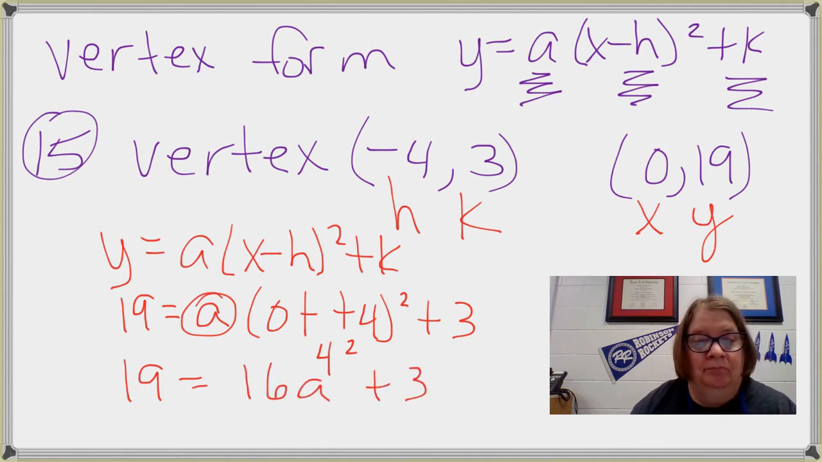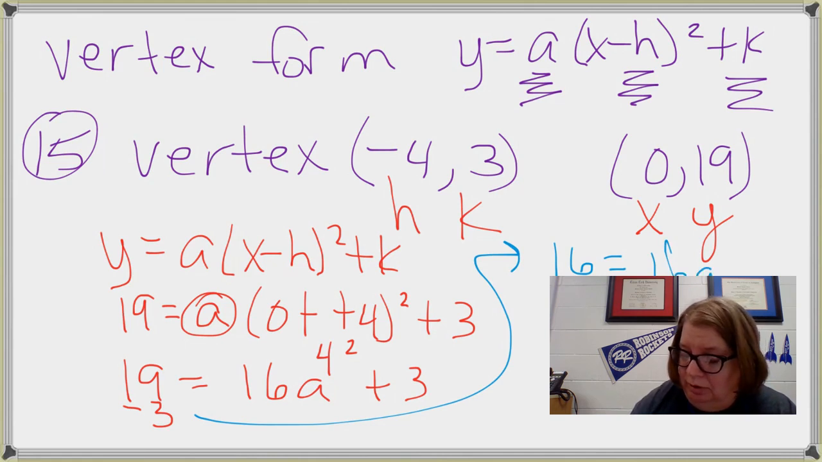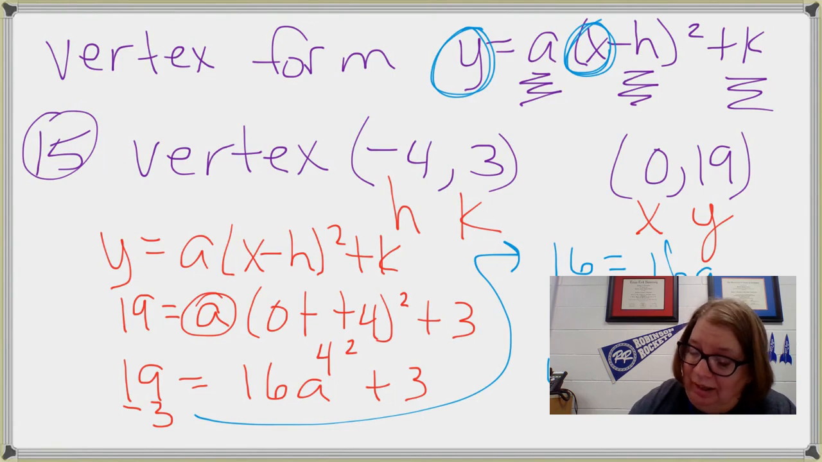Remember that whatever's in the parentheses there is multiplied by a. Now subtract the 3. And now we have 16 equals 16a. Divide so your a is 1. When you plug it into your equation, this is going to stay y, this is going to stay x. Our a is 1. X minus our h was what? So plus 4 squared plus 3. And actually, we don't need this one.